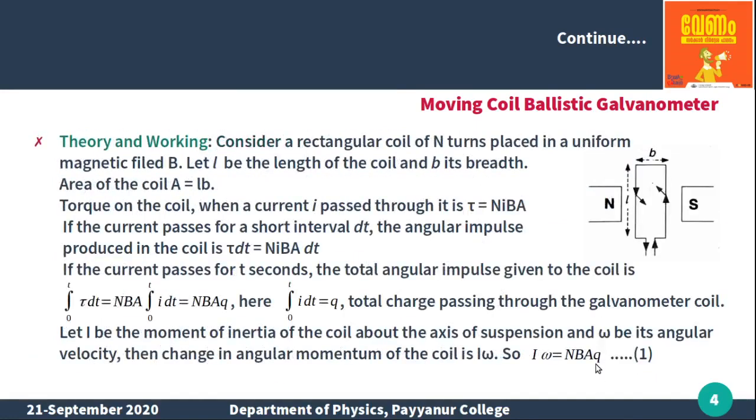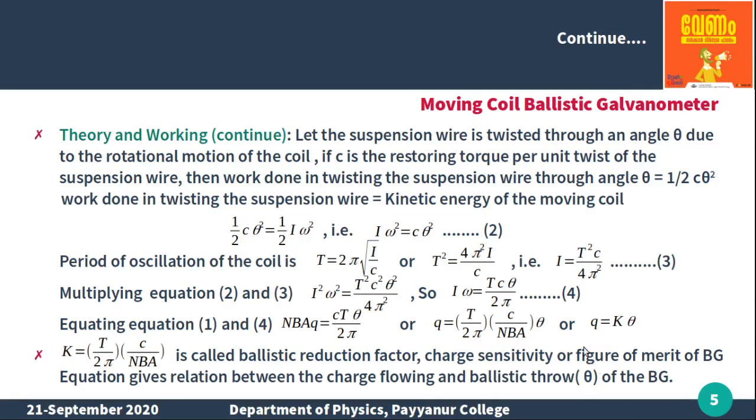For that we are doing some more steps. We take the period of oscillation of the coil directly; if you look in some other textbook, you can find the equation for the time period. If I is the moment of inertia of the coil, and the suspension wire has restoring torque per unit twist C, we get T is equal to 2 pi root of I by C.